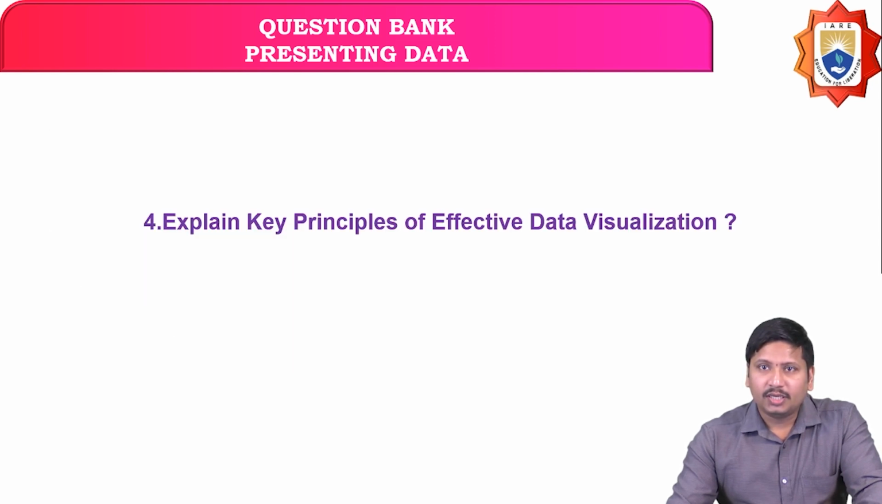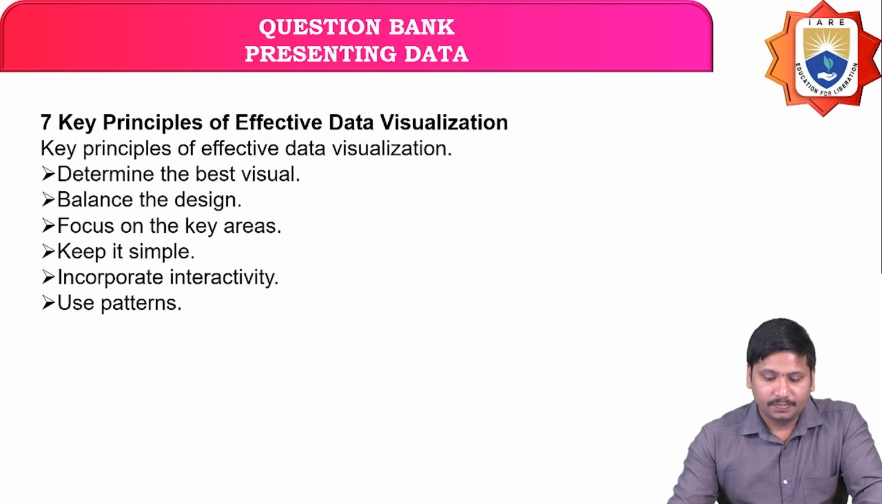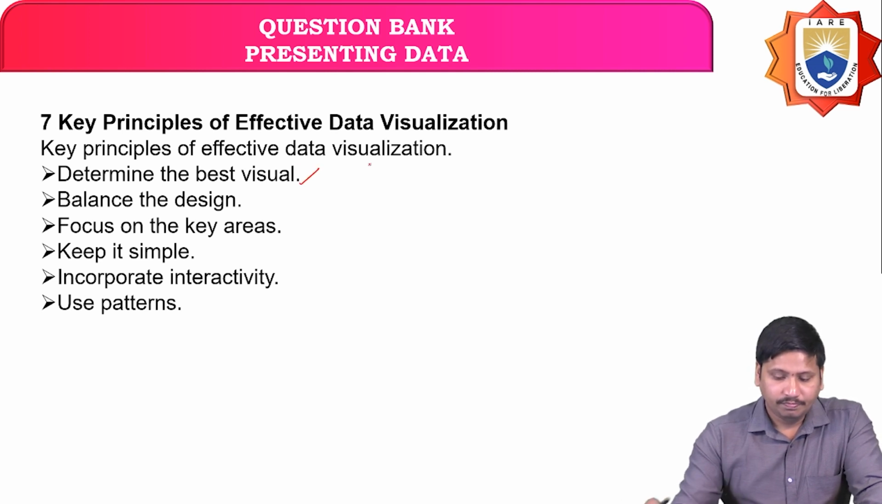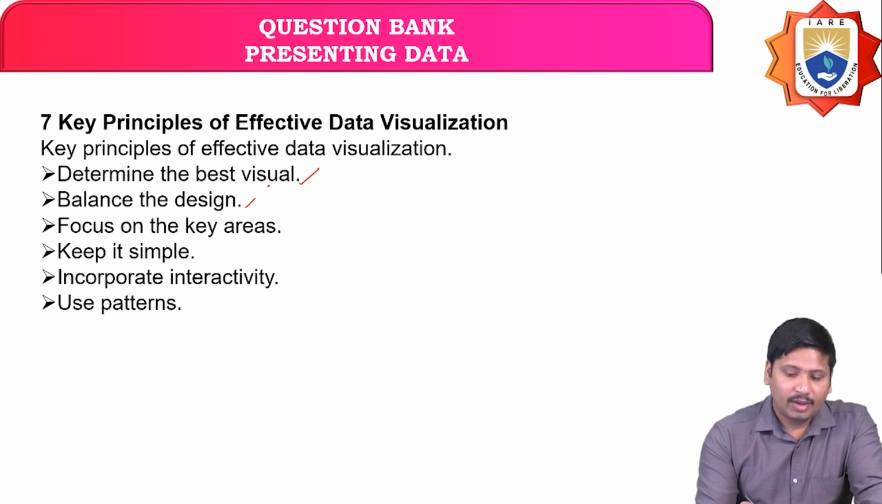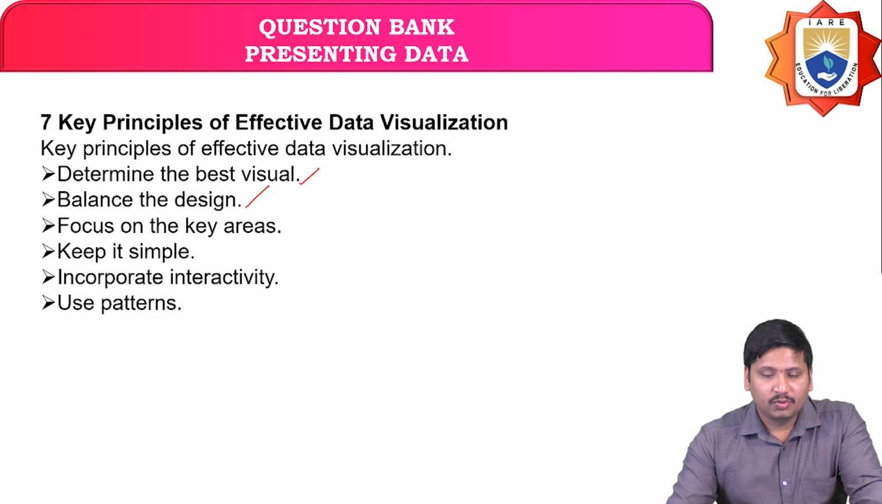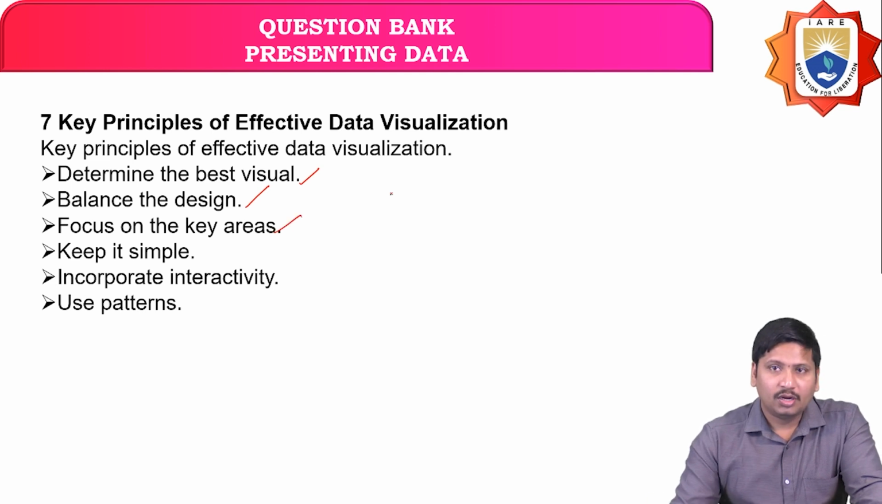And next, explain the different types of key principles that should be followed to make effective data visualization. Here we have 7 key principles for effective data presentation. Some of them are: determine the best visual. If you consider an application, there may be different ways of visualizing the data, so you first have to determine the best visual of the data, and then balance the design. Balancing the design also has to be considered, and then focus on the key areas.